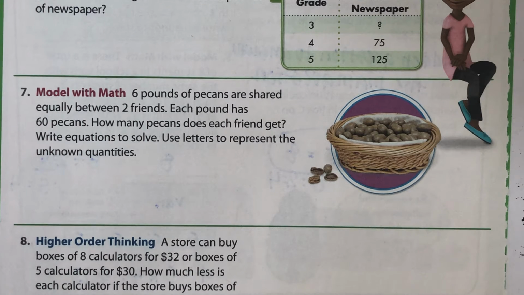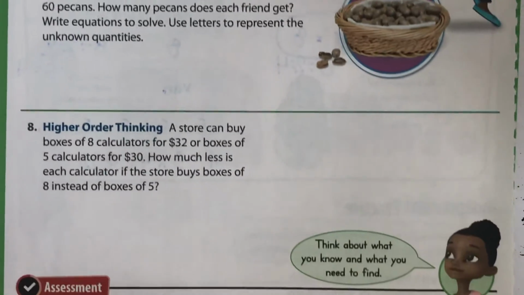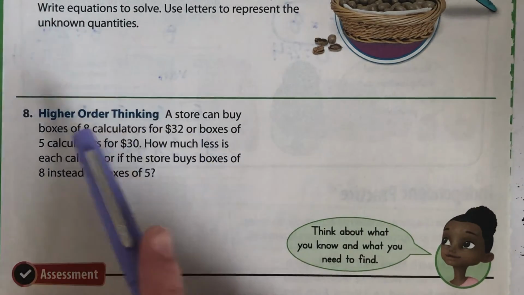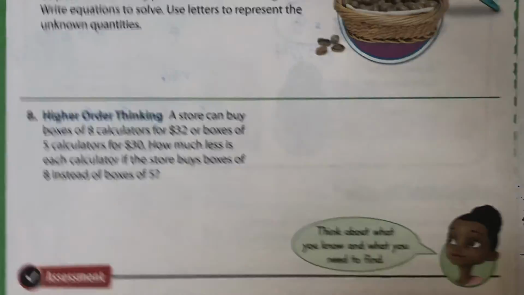Write equations to solve. Use letters to represent the unknown quantities. A store can buy boxes of 8 calculators for $32 or boxes of 5 calculators for $30. How much less is each calculator if the store buys boxes of 8 instead of boxes of 5? Think about what you know and what you need to find. You need to multiply or divide both first and see which one is more reasonable.